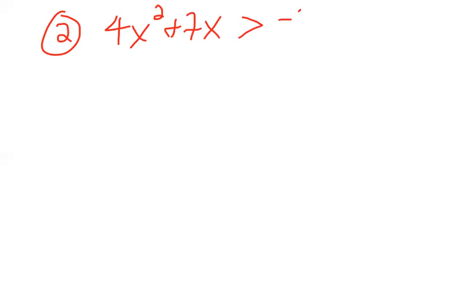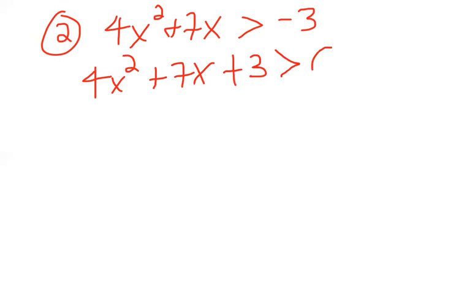Now, guys, here is the potential question on the test. Number 2, 4x squared plus 7x greater than negative 3. This one requires a little bit of work. First and foremost, guys, you need to isolate the polynomial, as in set the polynomial greater than 0. So you're going to take that negative 3, move it over to the left side, so it's going to become a positive 3, and all of this will be greater than 0.